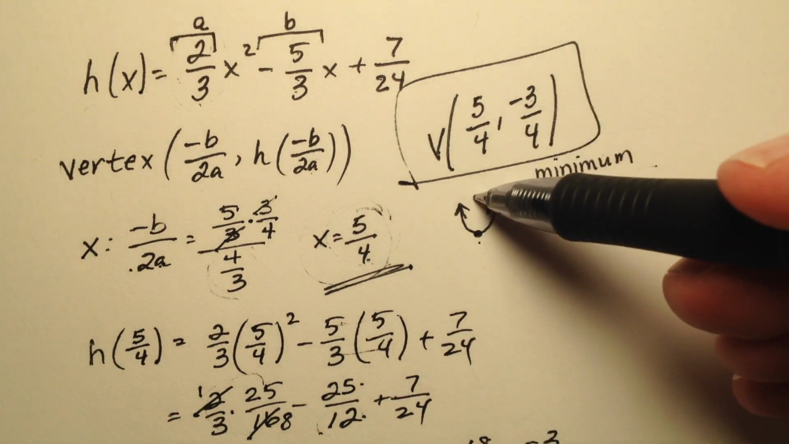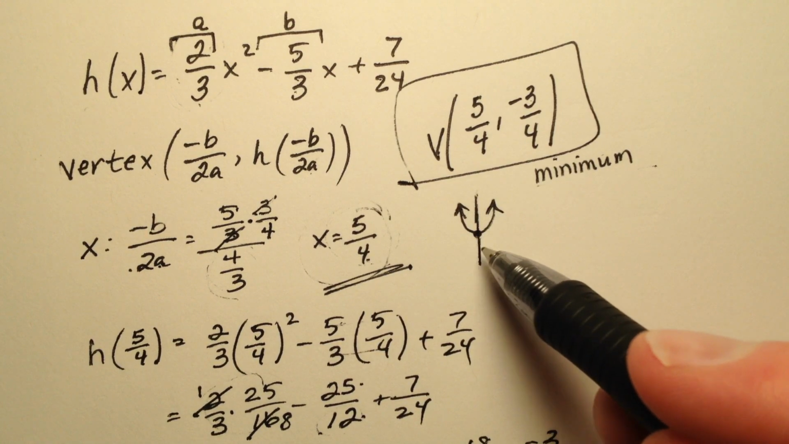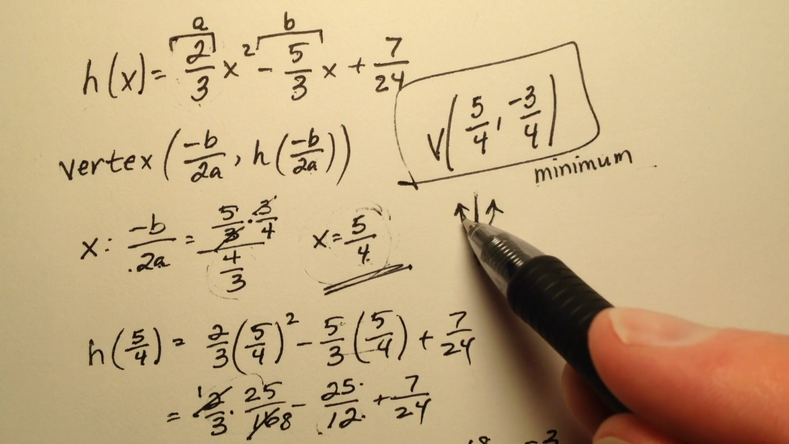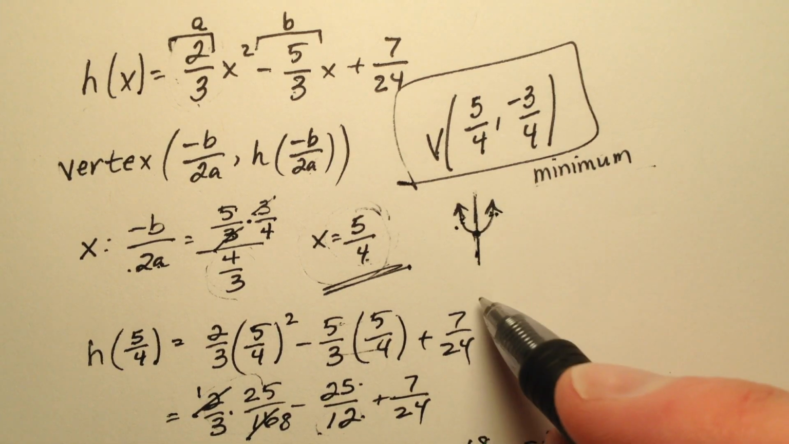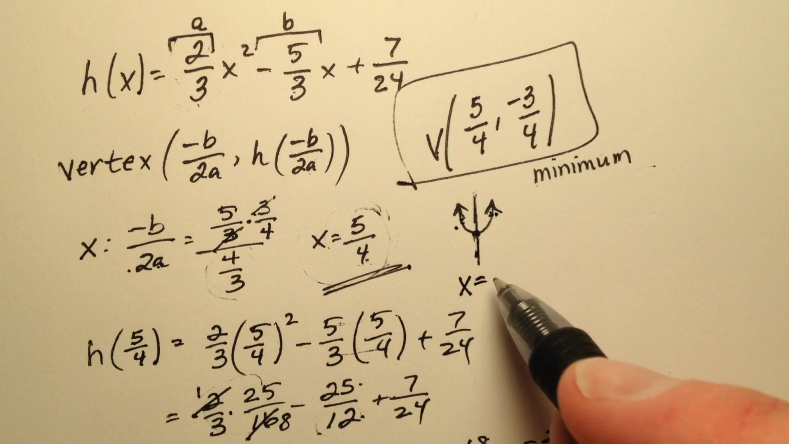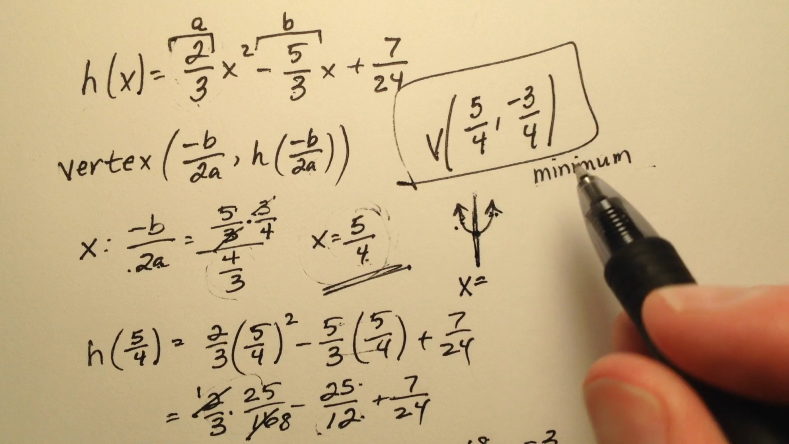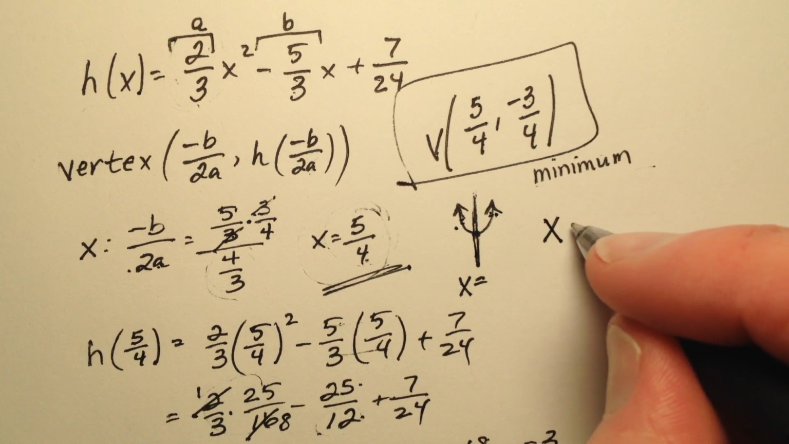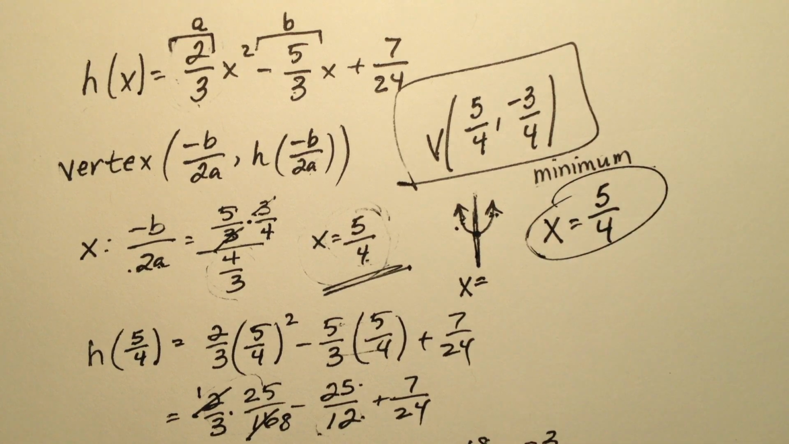So let's go ahead and find the equation for the axis of symmetry. So recall that the axis of symmetry is going to be a nice vertical line that divides this parabola up into a left side and a right side. And the equation of this is going to be x equals the x value, which was 5/4. So my axis of symmetry has an equation x equals 5/4.